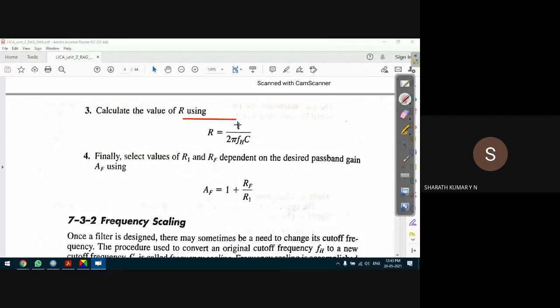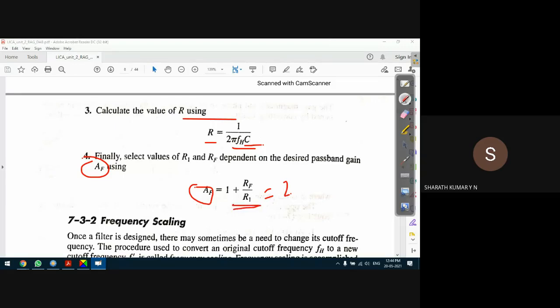Calculate the value of R. C is assumed, let's say 0.1 microfarad. fH is given. Find out the value of R. Now for a given value of gain, we have to find out the values of R1 and RF. Depending on the gain, let's say we want the gain to be equal to 2, then RF is equal to R1. That's how it is.